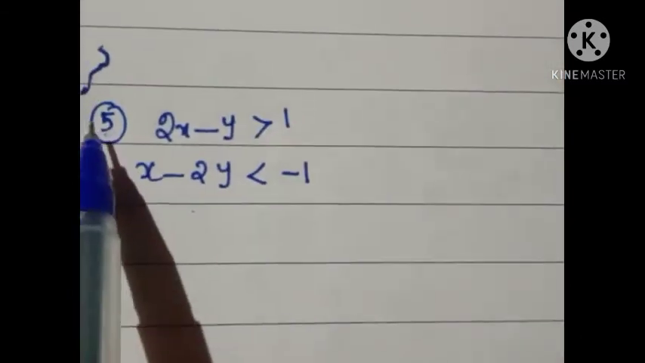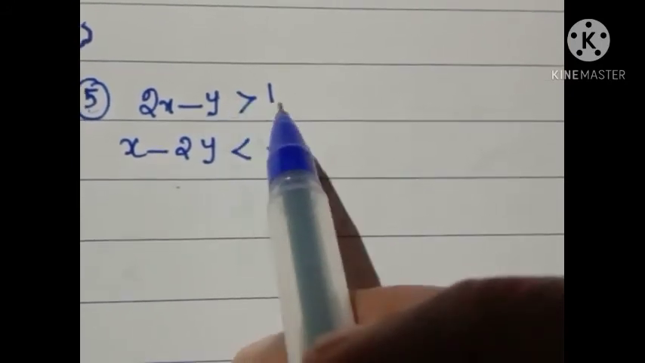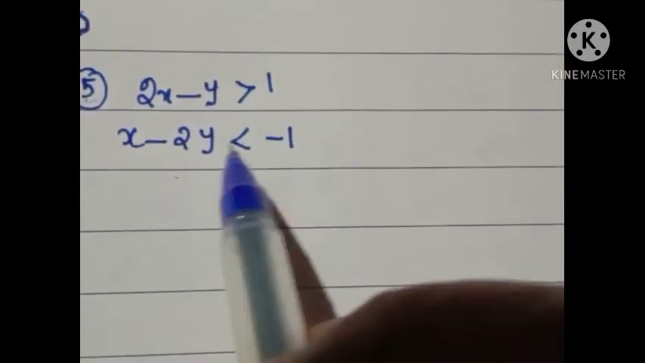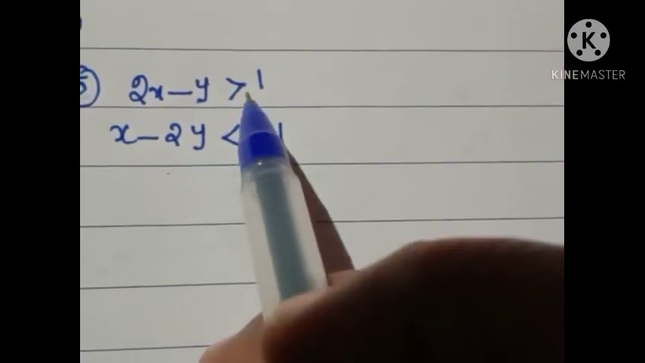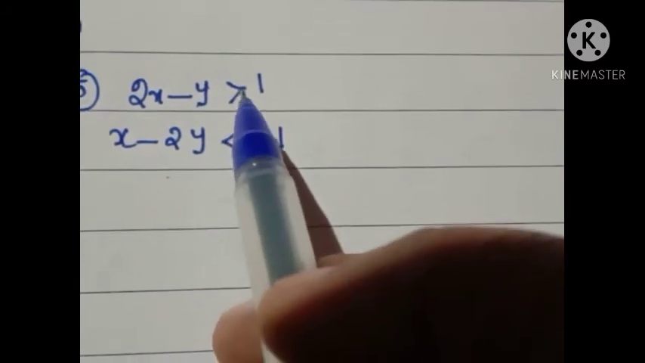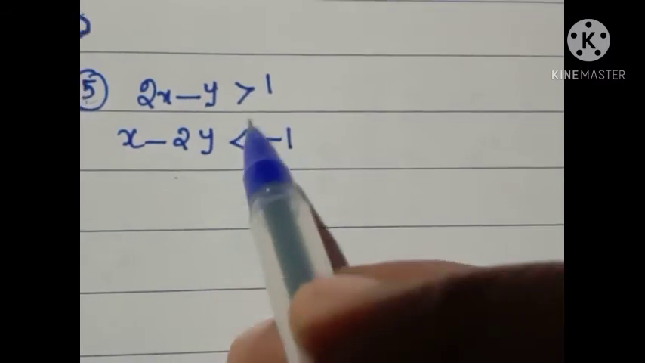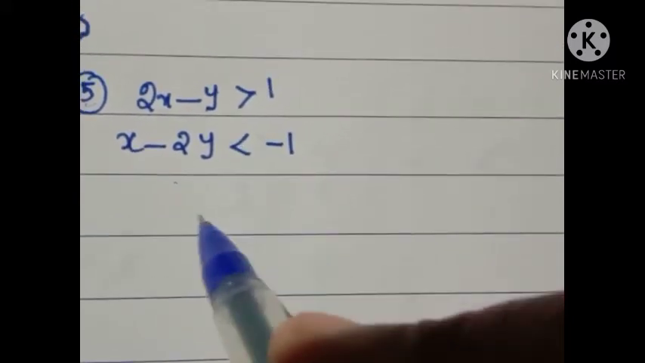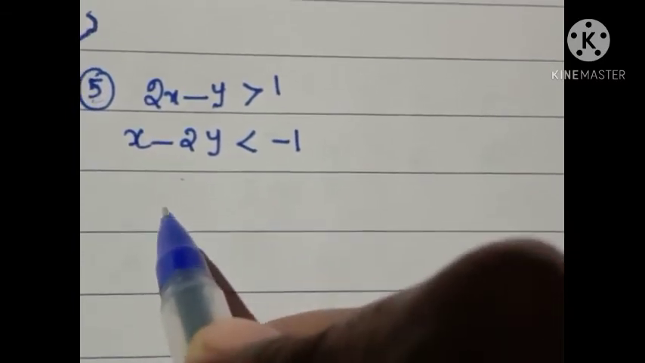Another question, question number 5. 2x − y < 1 and x − 2y < −1. See here the inequalities are strict inequalities. So if you are drawing the graph, you can draw the lines as dotted lines. Dotted lines. Let's see what the coordinate points of these linear inequalities are.